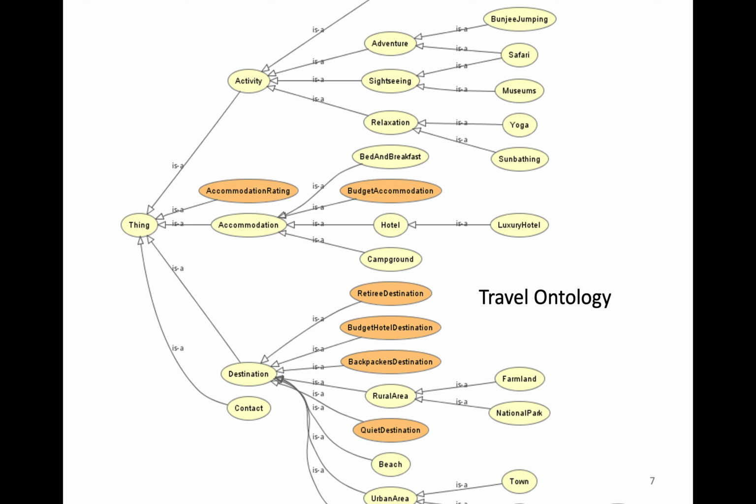So you can say that thing is an activity. An activity could be adventure, sightseeing, or relaxation. In adventure it could be bungee jumping, safari. In sightseeing, we could go for safari sightseeing, or we could go for a museum, but museum would be an adventure activity, or we can go for a relaxation activity like yoga, sunbathing, right?